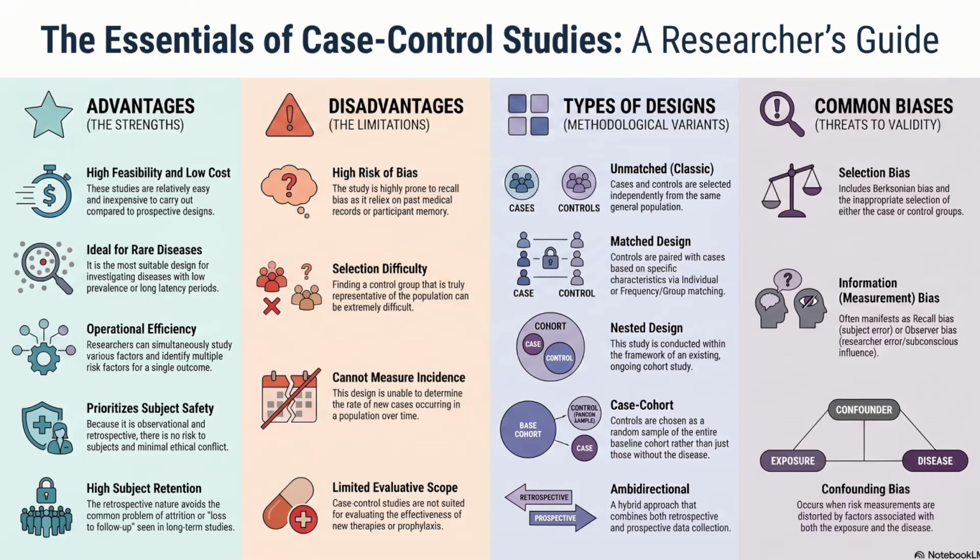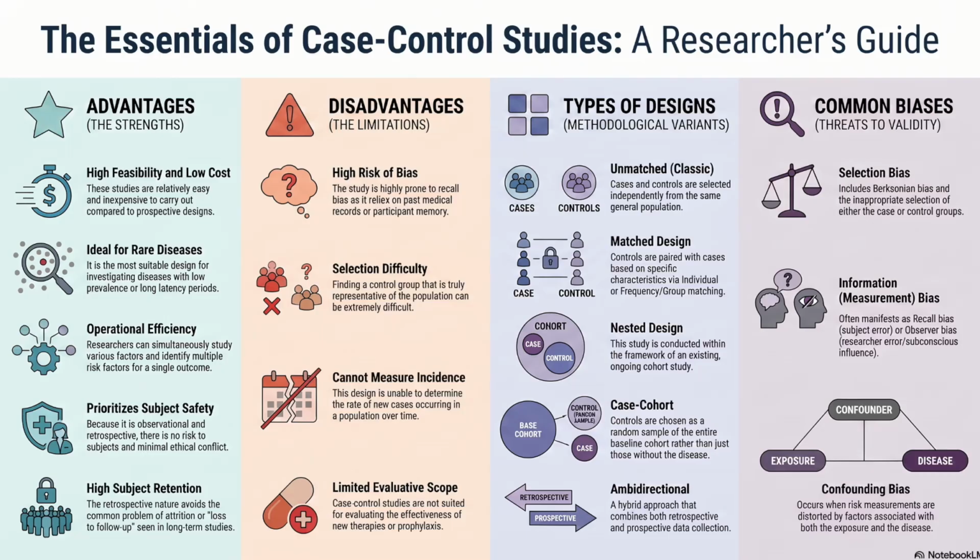However, they also have important limitations. Because researchers rely on past exposure, participants may not accurately remember events. This is known as recall bias. Selecting appropriate controls can also be challenging, leading to selection bias. Another important issue is confounding, where another variable influences both the exposure and the disease, creating a misleading association. Finally, because incidence cannot be measured directly, case control studies cannot calculate risk or establish definite cause and effect relationships. They identify associations, not proof of causation.